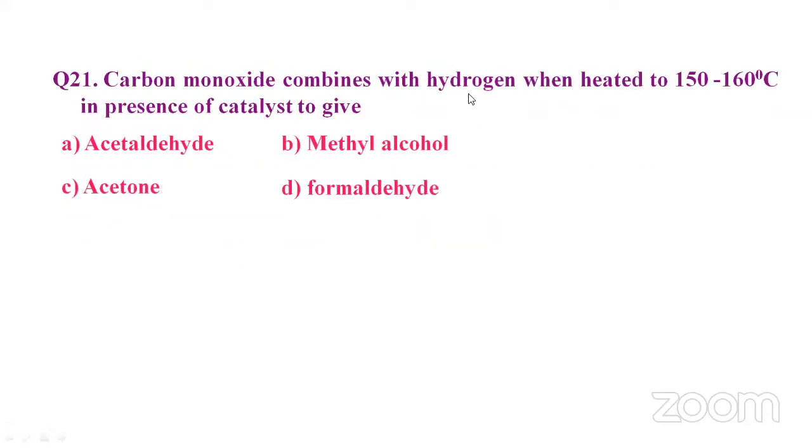Carbon monoxide combines with hydrogen when heated to 150 to 160 degrees Celsius in the presence of catalyst to give: A. Acetaldehyde, B. Methyl alcohol, C. Acetone, D. Formaldehyde. So how does carbon monoxide combine with hydrogen? What does it produce?